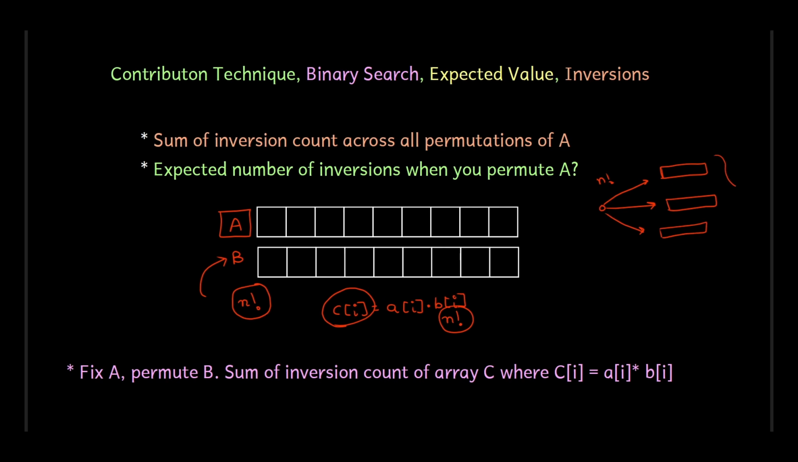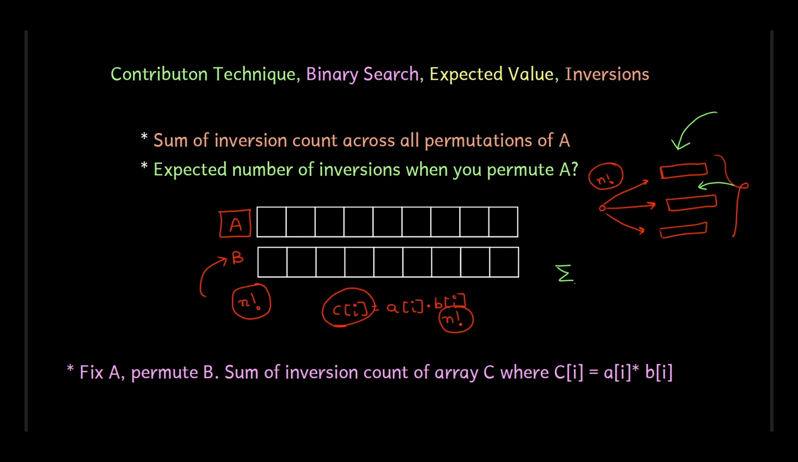So again, the problem is the same, that you have to create all these arrays in n factorial ways. Then you have to count the number of inversions in each array of C that you create, and then you have to report their sum.